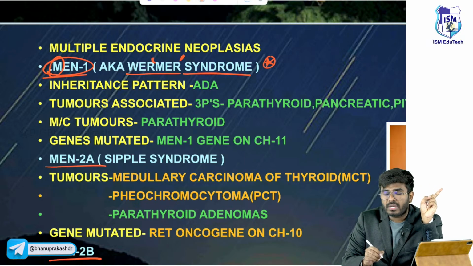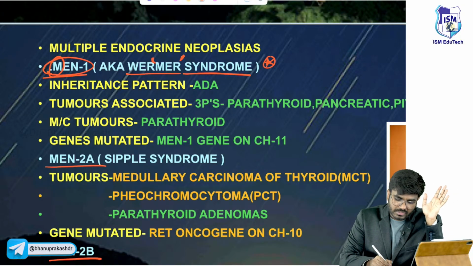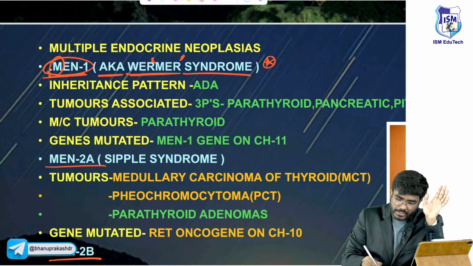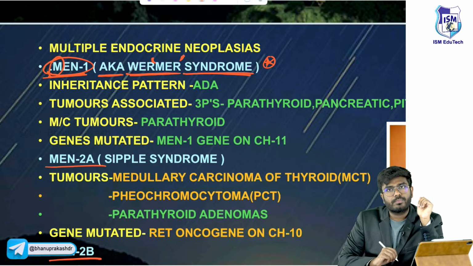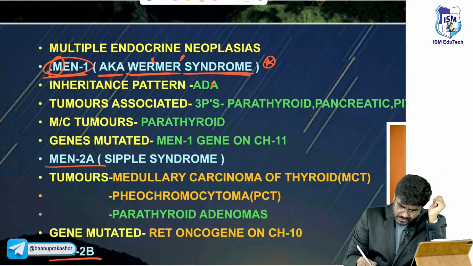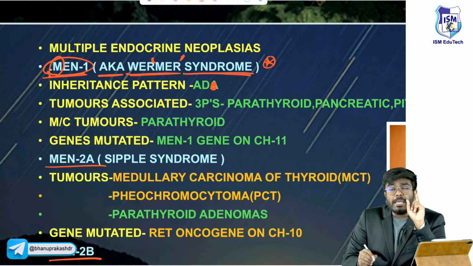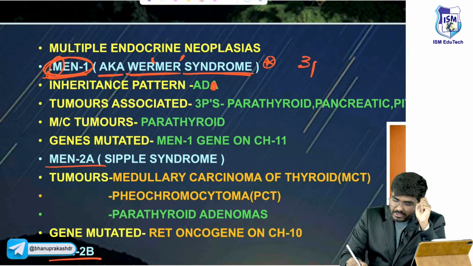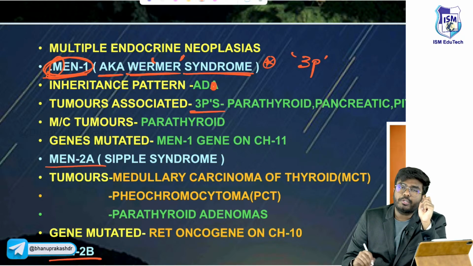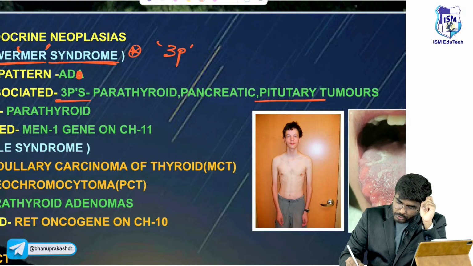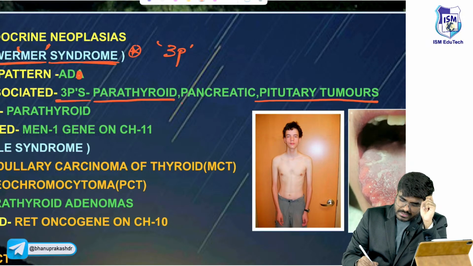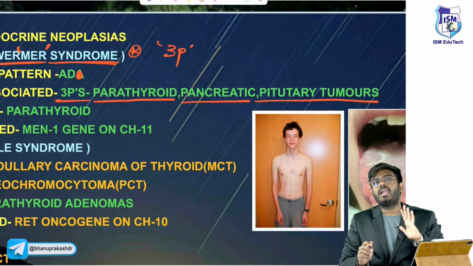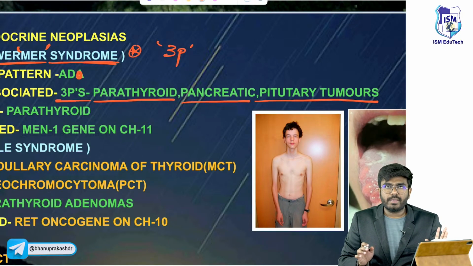That's progeria, a different syndrome. Werner is different. So this is Wermer. Multiple endocrine neoplasia is also called Wermer syndrome. I have explained this. So this is MEN type 1, multiple endocrine neoplasia type 1. 3P tumors will be there. What are these 3P tumors? Pituitary tumors, parathyroid tumors, and pancreatic tumors.